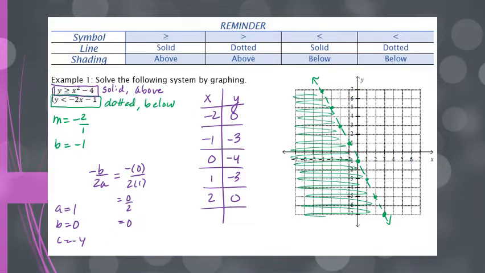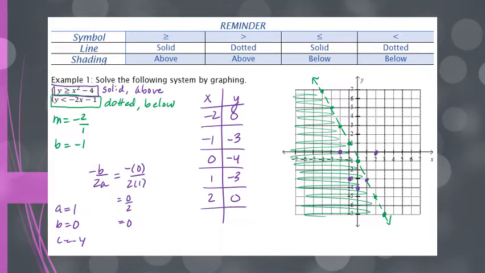Okay, so my first point is at -2, 0. And then I have -1, -3, 0, -4, 1, -3, and then 2, 0. And I can see that they're going to cross at the point 1, -3. I can see that the 2 points overlap there.